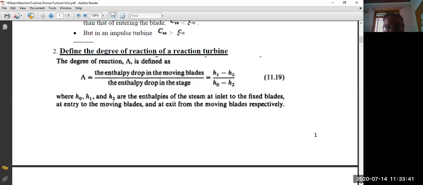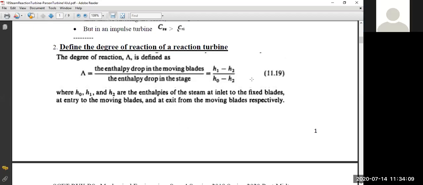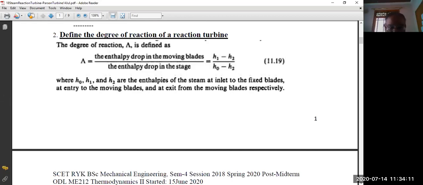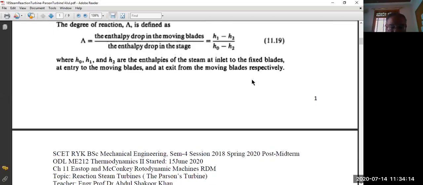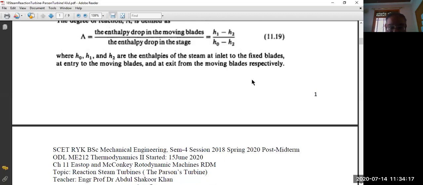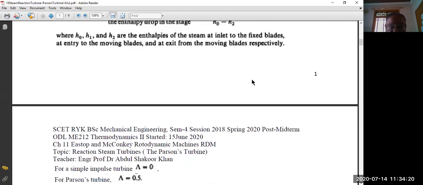So H1 minus H2 is the enthalpy drop in the rotor, and H0 minus H2 is the enthalpy drop in the stage. H0 is the enthalpy at the inlet to the nozzle, the first stator blade. H0, H1, and H2 are the enthalpies of the steam at inlet to the fixed blades, at entry to the moving blades, and at exit of the moving blades. Point zero is the inlet to the fixed blades. H1 is the outlet of the fixed blade and inlet to the moving blade. H2 is the outlet of the moving blades.